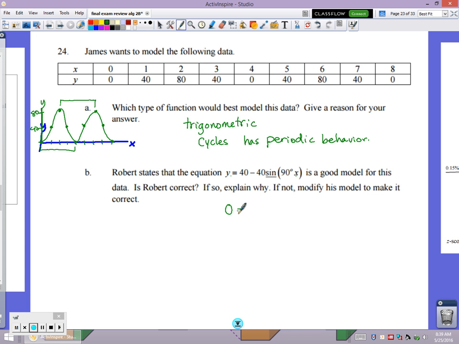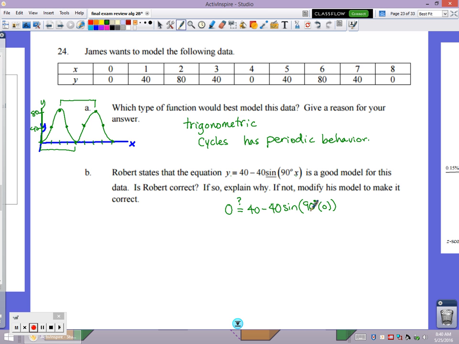So we're going to plug in a 0. I'm going to put a question mark because I want to know, is this equal to 40 minus 40 sine of 90 degrees times 0? Whoops, not x, 0 times 0. Okay, so again, I plugged in x is 0 and I plugged in y is 0. And that should be a point that this model gives me. So let's check and see if that's equal.